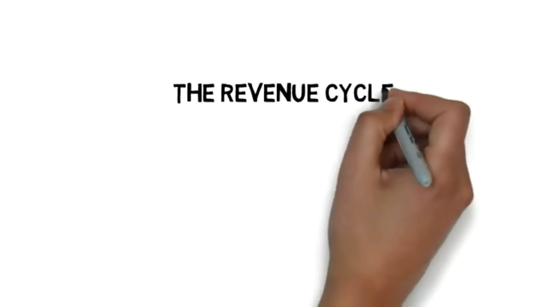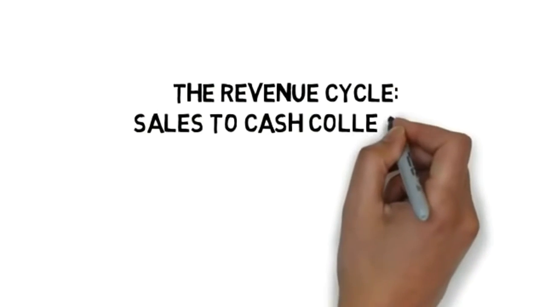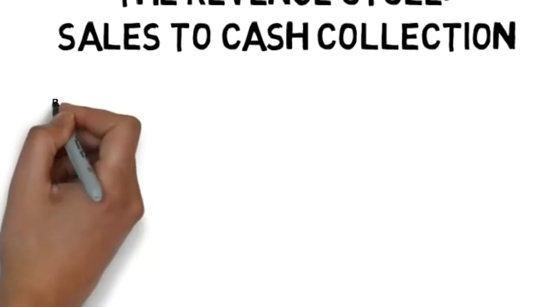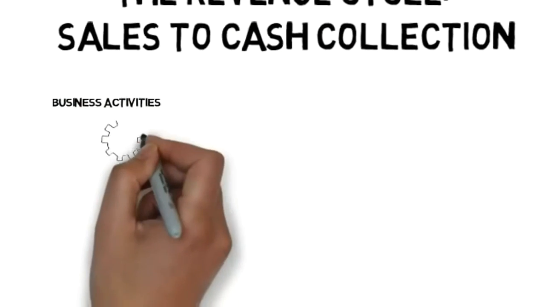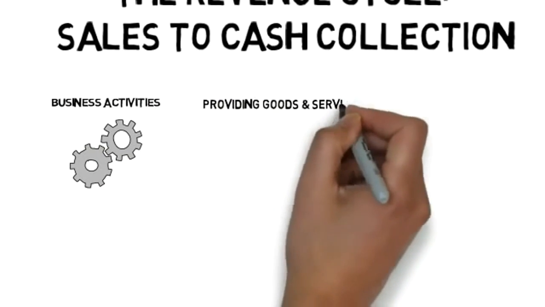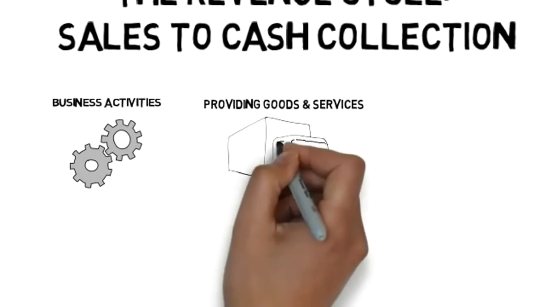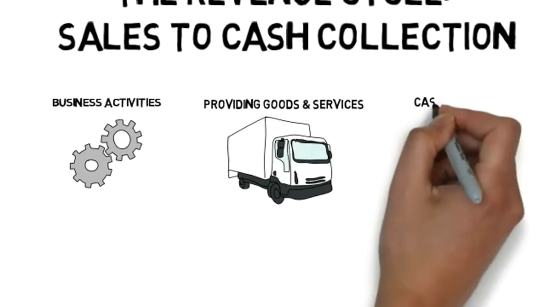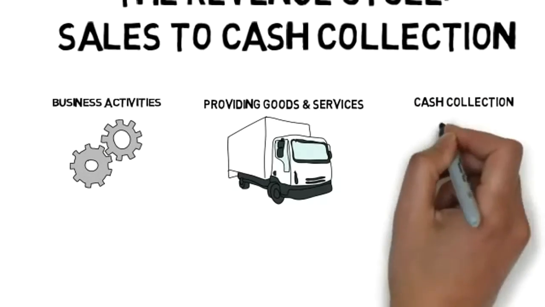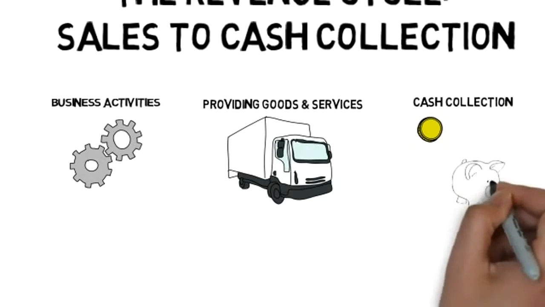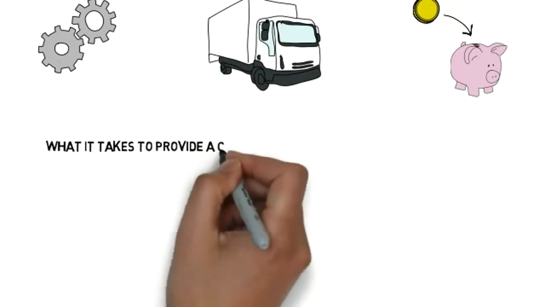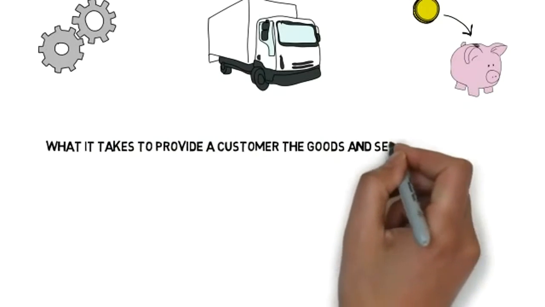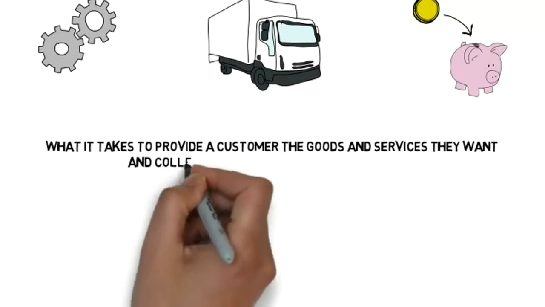Welcome to the revenue cycle, sales to cash collection. What is the revenue cycle? It's a recurring set of business activities and related information processing operations associated with providing goods and services to a customer and the collection of cash in payment for those sales. If you're like me, you may need plain English to explain this. It's what it takes to get a customer the goods and services they want and collect payment from those customers.